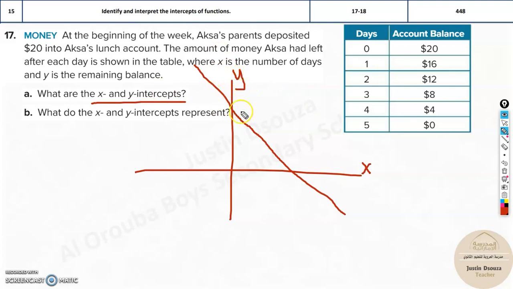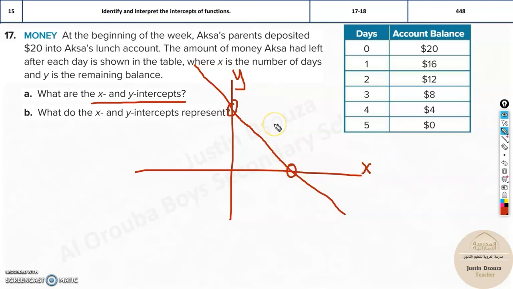If you look closely, the y-intercept is on the y-axis, wherever the graph touches it. The x-intercept is on the x-axis, wherever the graph touches it. Intercept means touch point. Remember intersection, two roads meeting, where it touches. In the same way, the y-intercept is where the graph touches the y-axis, and where the graph touches the x-axis is the x-intercept.